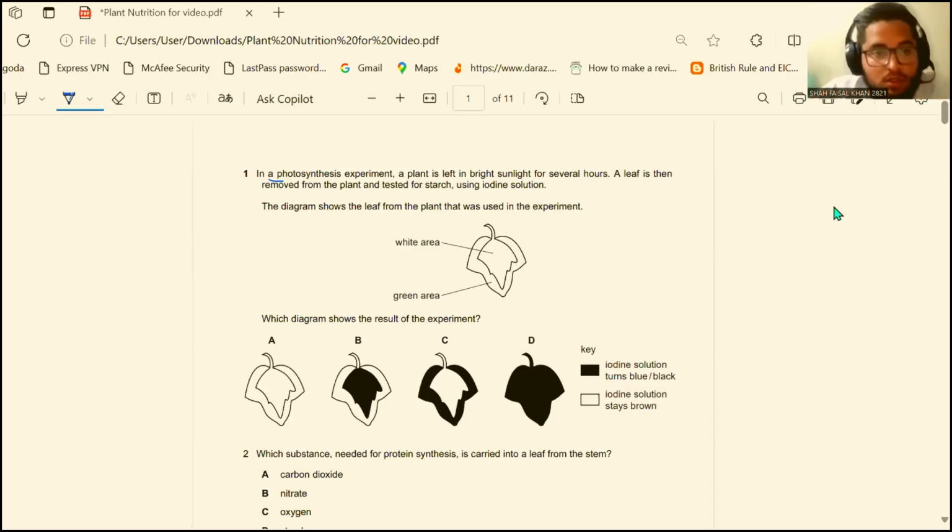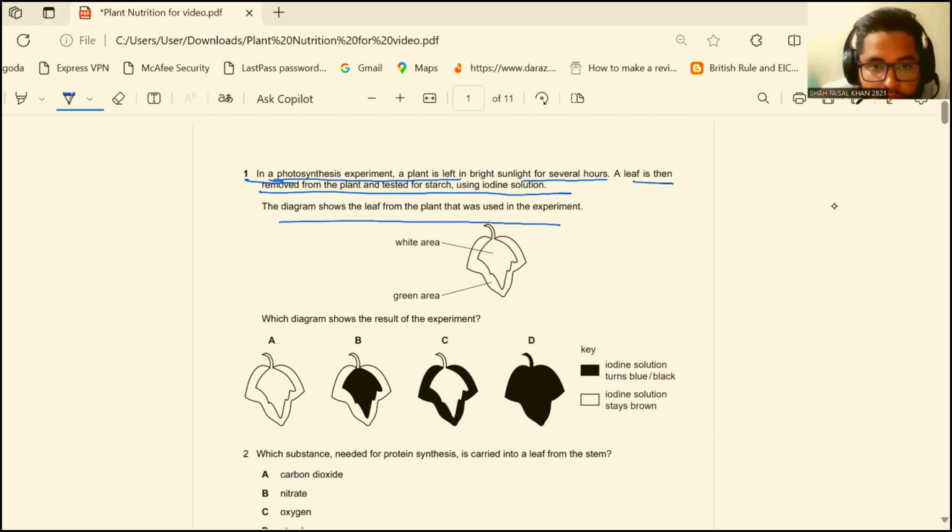Okay. So in this question, it is stated that in a photosynthesis experiment, a plant is left in bright sunlight for several hours. A leaf is then removed from the plant and tested for starch using iodine solution. The diagram shows the leaf from the plant that was used in the experiment. Okay, so this is the leaf. This is the green part and this is the white part.